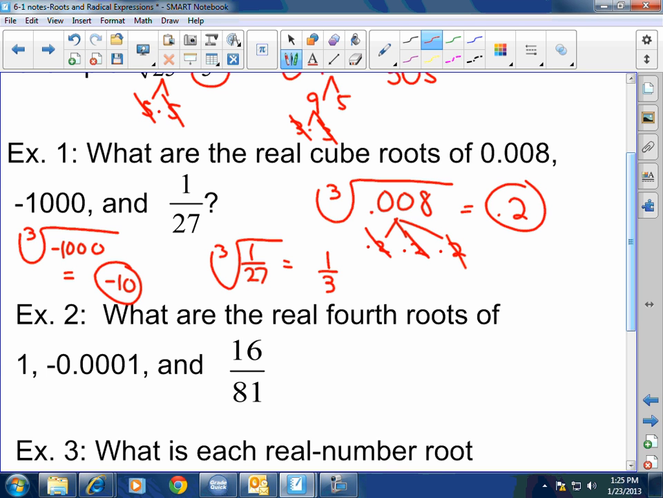The index is not going to be negative. If the index is odd, the b can be negative. If I have the odd root of negative 8, yes, this would be negative 2. Okay? All right, give me 1 second, guys.